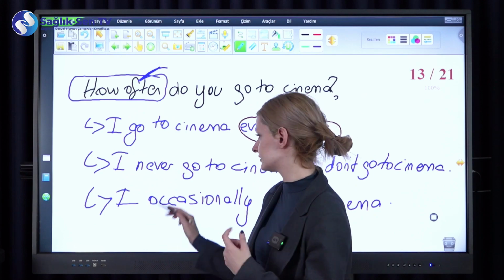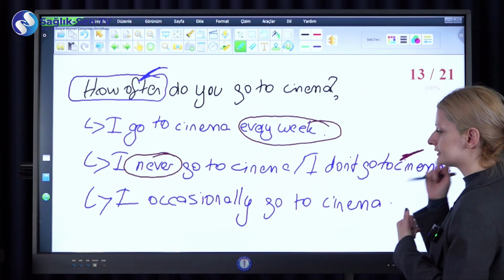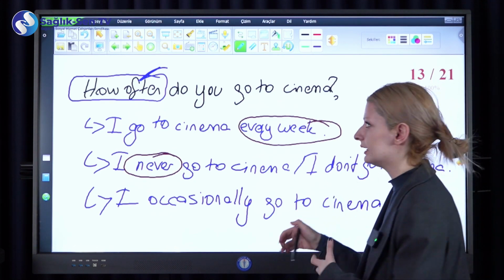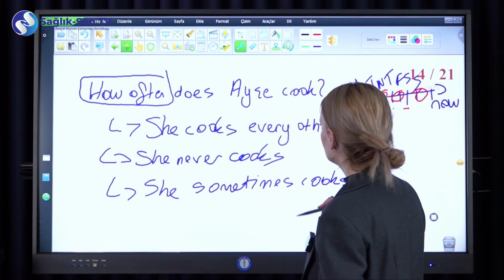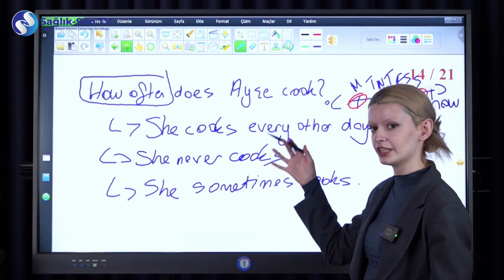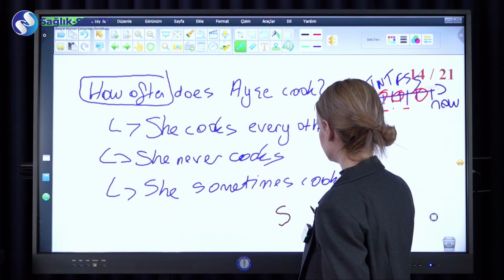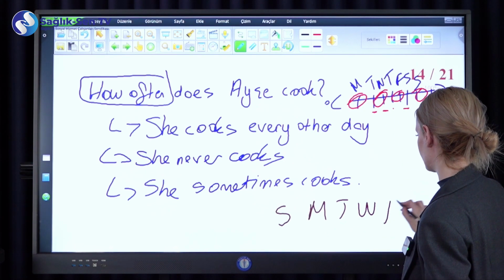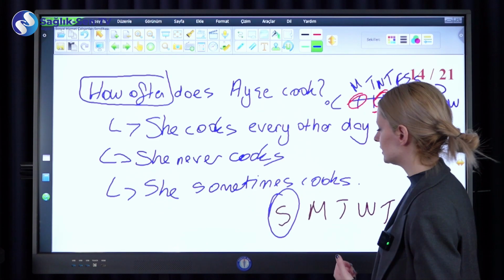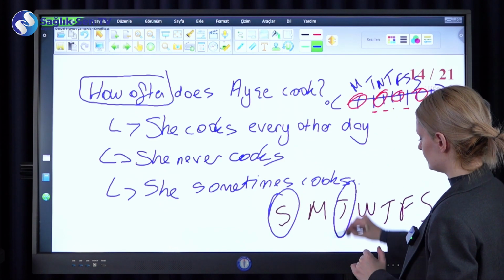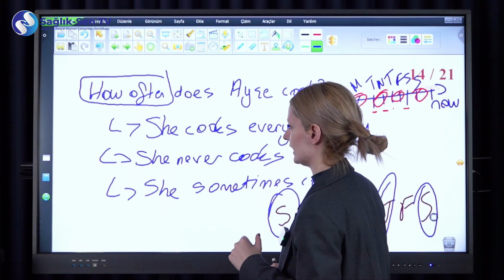I can give a negative answer using never, but the structure is positive. Or I can say I occasionally go to cinema. It's up to you. How often does Ayşe cook? She cooks every other day. Again, I'm asking the frequency. Every other day means, let me show it again. This is Sunday, Monday, Tuesday, Wednesday, Thursday, Friday, Saturday. I wrote Sunday. For example, she cooked on Sunday, Tuesday, Thursday, and Saturday. Every other day.